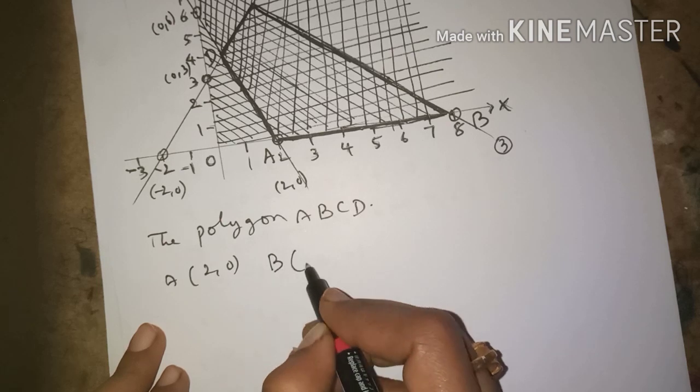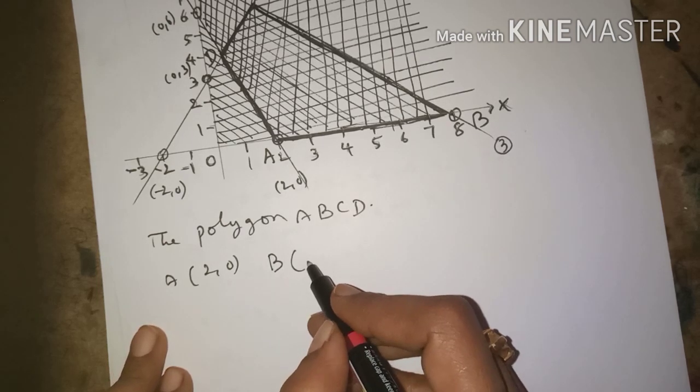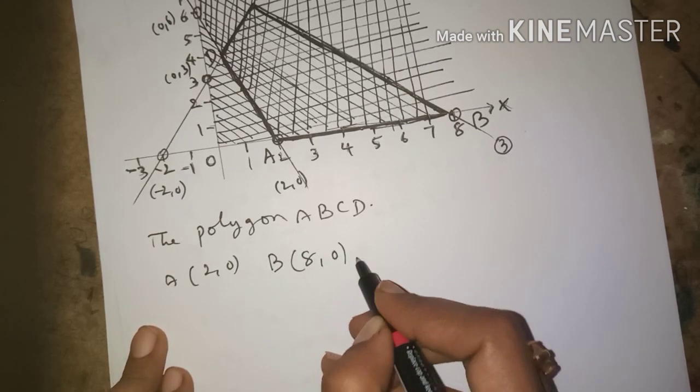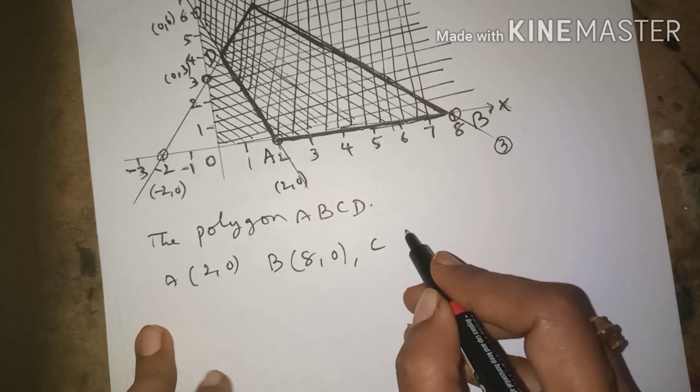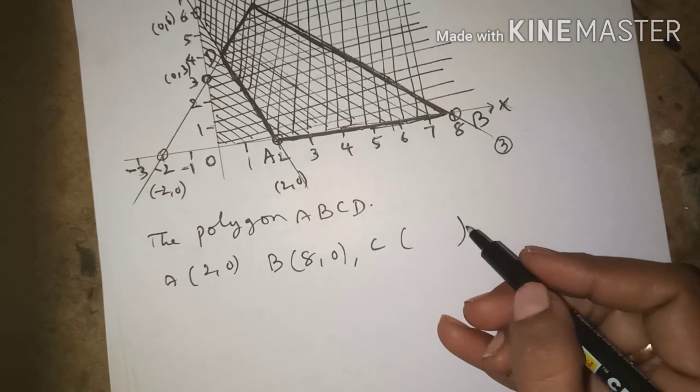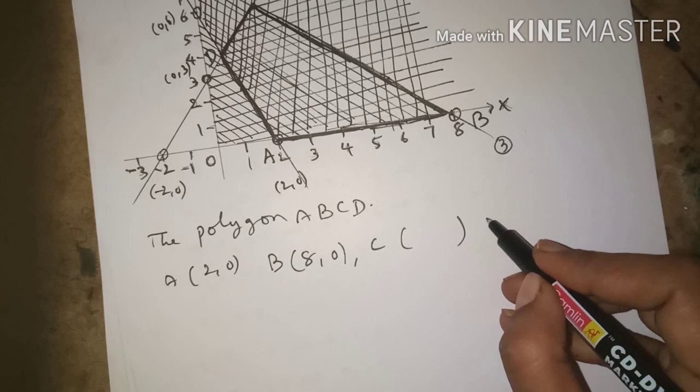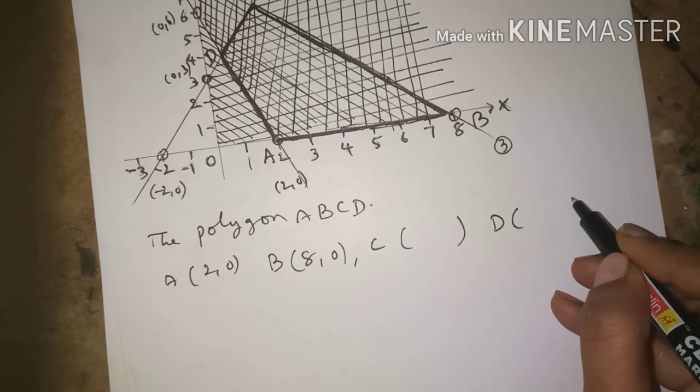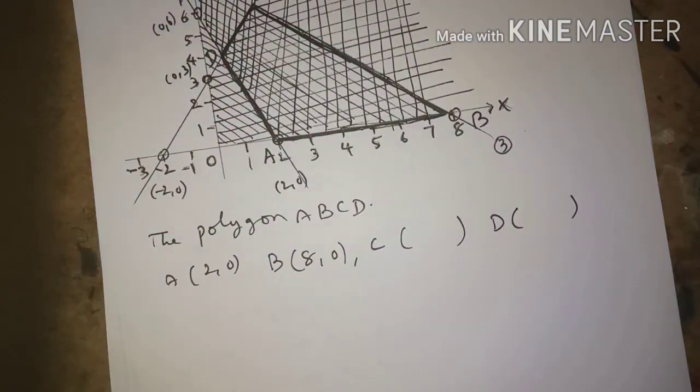B is the point (8, 0). Do you know the C value? We don't know the C value, so we have to put empty brackets. And do you know D? We don't know D also. We have to draw empty brackets.